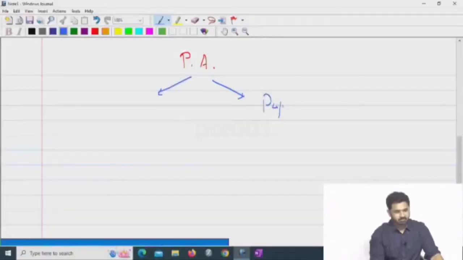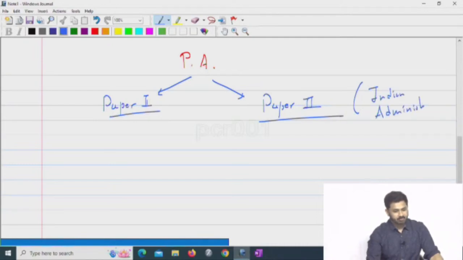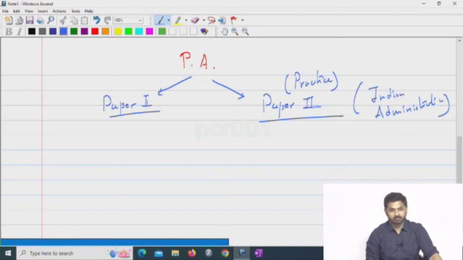Paper 2 is all about Indian administration. Okay? Paper 2 is all about Indian administration. So I'll just write public administration. Let's divide this in two parts, paper 1 and paper 2. Sorry, this side I'll write paper 2. Paper 1 and paper 2, right? So paper 2 is all about Indian administration. And paper 1 is all about, this is about practice, right? Practice means how it is practiced in India, how administration is practiced in India, what is happening in India.